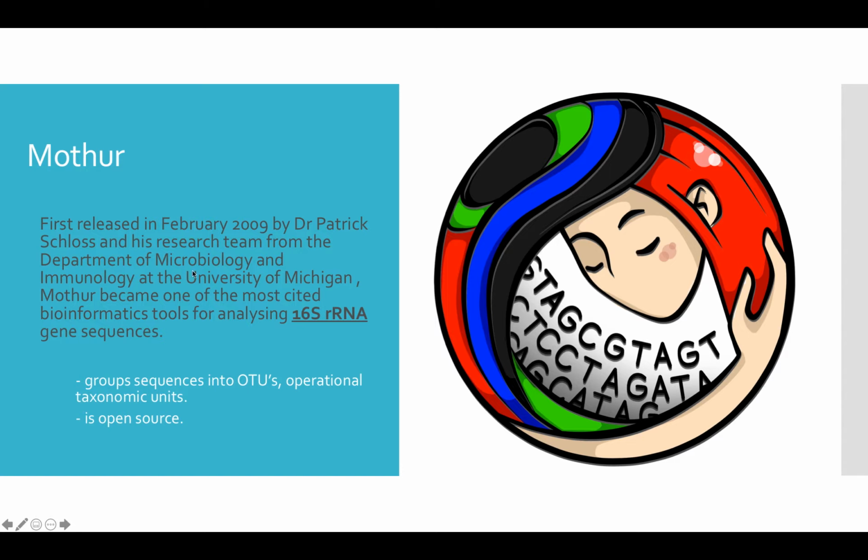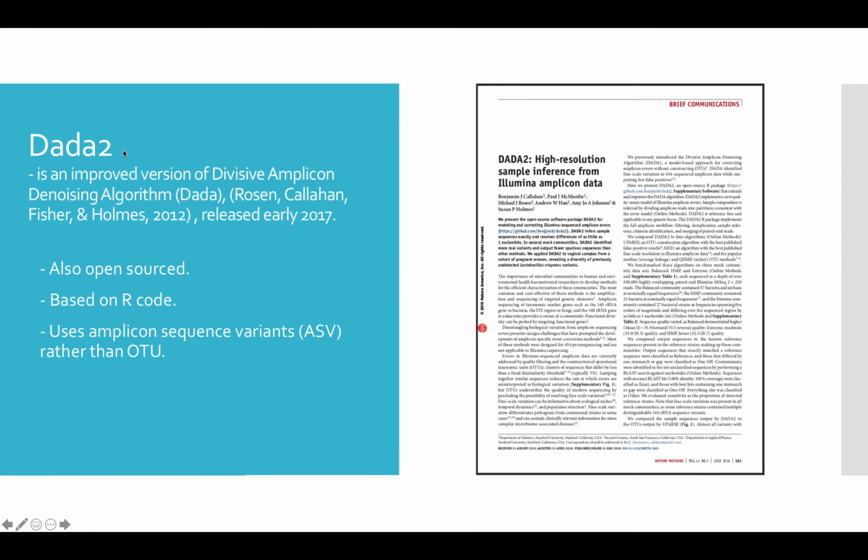That's the oldest program. It groups sequences into OTUs, and it's an open source platform supported by a lot of users. Dada2 is an improved version of a 2012 release. Dada2 was released in 2017. It's also open source. It's based on R code, and it uses amplicon sequence variants rather than operational taxonomic units.